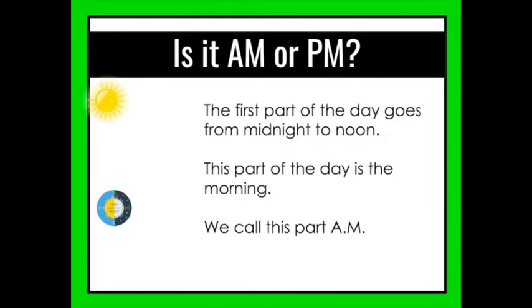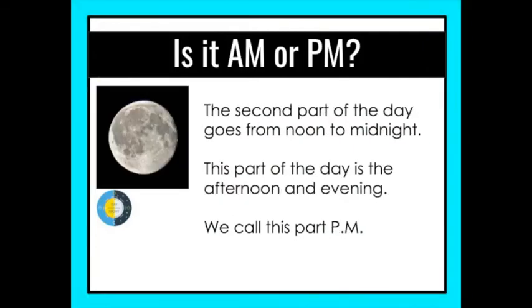The first part of the day goes from midnight to noon. This part of the day is called the morning. We call this part AM. The second part of the day goes from noon to midnight. This part of the day is afternoon and evening. We call this part PM.